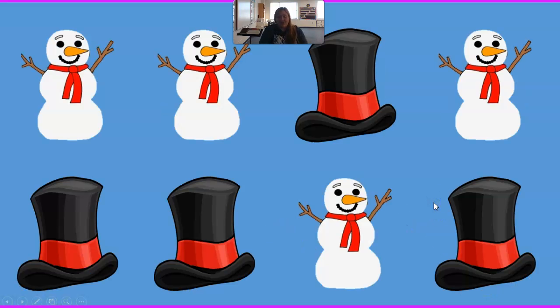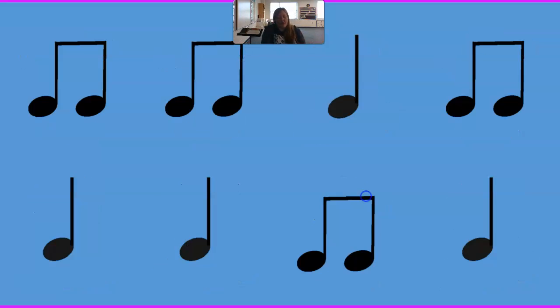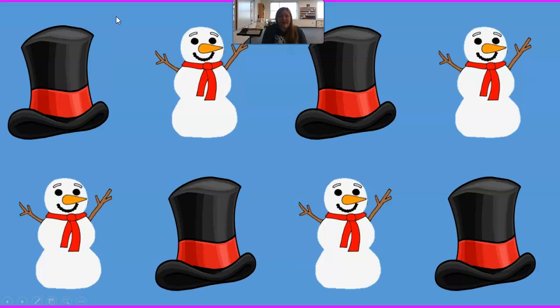Pretty easy, right? Let's try this one with some music this time. And let's get ready to clap 2 times for snowman and 1 time for hat. Here we go. Snowman, snowman, hat. Snowman, hat, hat. Snowman, hat. All right, now think. How would our rhythm sounds be? Should sound just like our snowmans and hats. Here we go. Ready, TT, TT, TT, ta, TT, ta, ta, TT, TT, ta. That sounded just like our snowman and hat pattern.